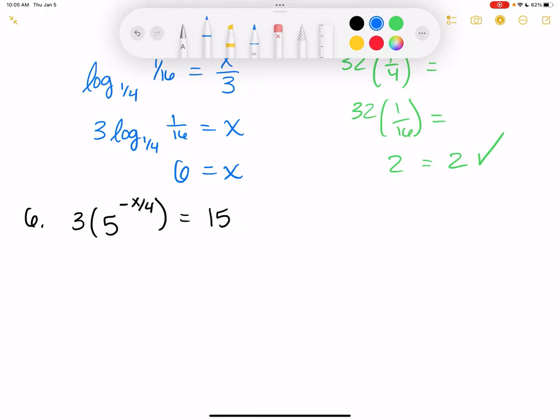I actually won't need to do that at all. So divide by 3. Well, ultimately, I guess it will become positive, but not as an exponent. Okay. So divide by 3 first. So 5 to the negative x over 4 equals 5. Now what? And do the L. Yeah. So we're going to have log base 5 of 5 is equal to negative x over 4.